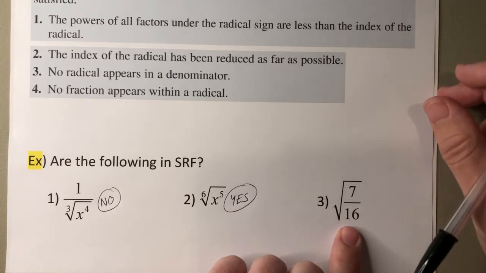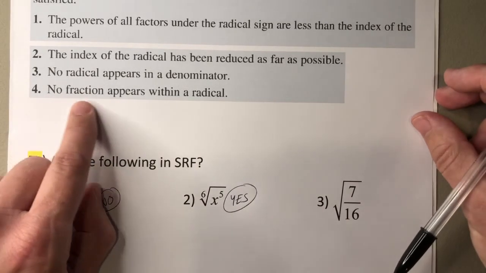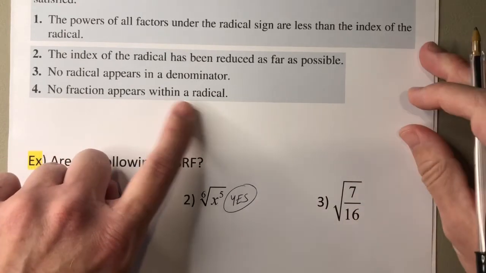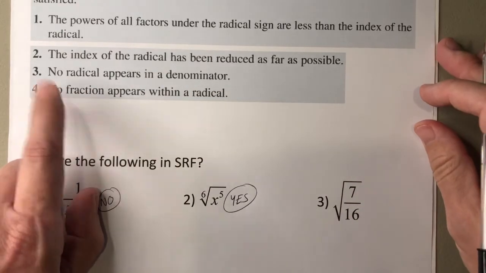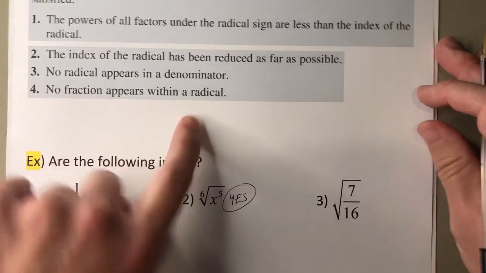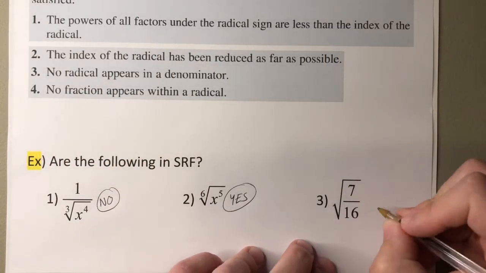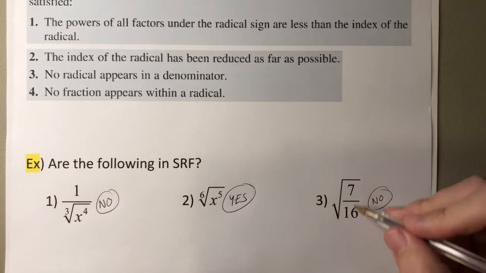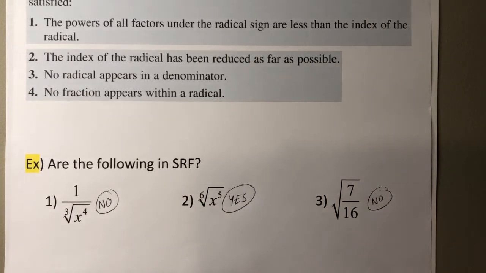Okay, what about this one? Well, look at number 4. Do you have a fraction appearing within a radical? You do have. So this one is being violated because you're not supposed to have any fraction within a radical. All right, so immediately this one is no. Now we could simplify this, but just based upon how it is, the answer is no.